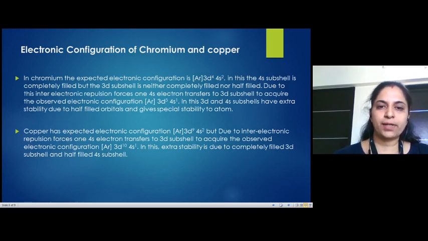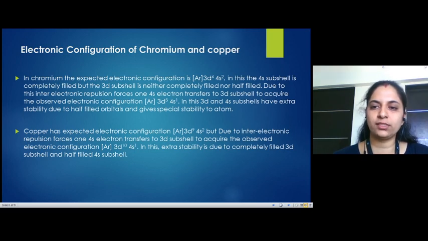In chromium, the expected electronic configuration is argon 3d4 4s2. In this, the 4s subshell is completely filled, but the 3d subshell is neither completely filled nor half filled. Due to inter-electronic repulsion forces, one 4s electron transfers to the 3d subshell to acquire the observed electronic configuration argon 3d5 4s1. In this, the 3d and 4s subshells have extra stability due to half-filled orbitals, which gives extra stability to the atom.